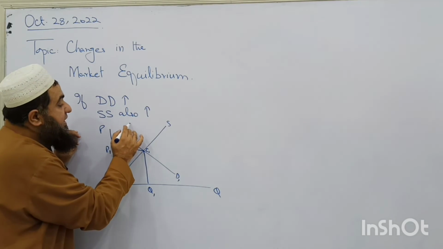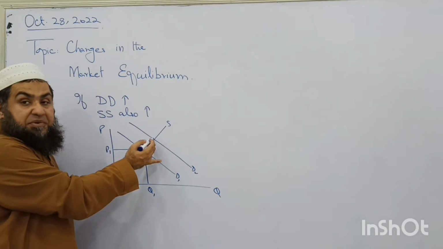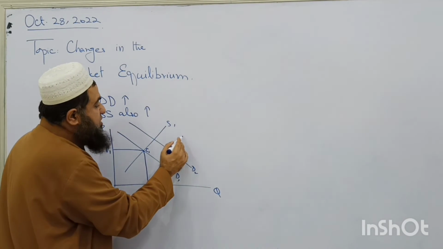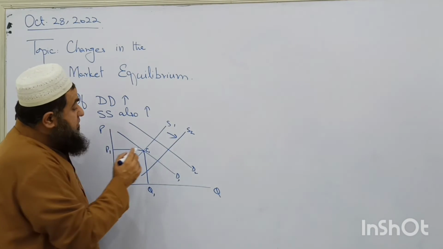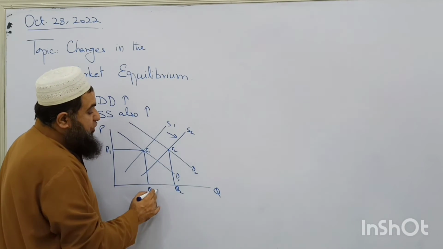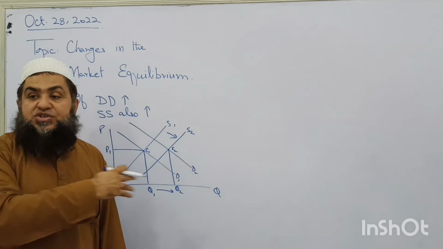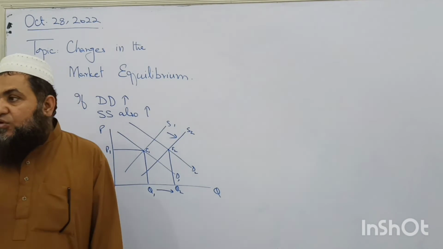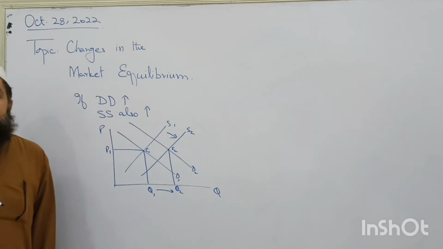Clear? So when demand increases, first of all this can be the equilibrium, but the market does not stay at this point. As we see, supply has also increased. Now this is going to be the new equilibrium point. So there is certainty that equilibrium quantity will increase, because consumers are demanding more and producers are also supplying more output. So equilibrium quantity will increase. What about equilibrium price? Do you think it will increase or decrease?